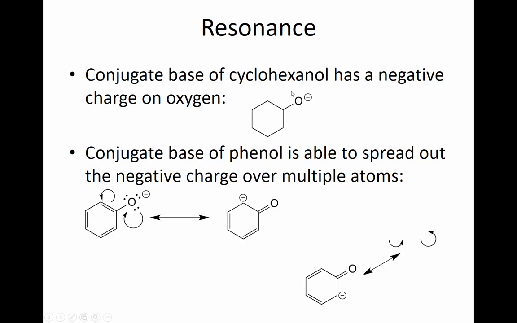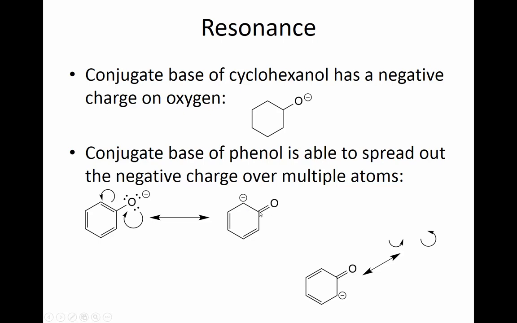So the conjugate base of cyclohexanol has a negative charge on the oxygen. The conjugate base of phenol is able to spread out that negative charge because of sharing over multiple atoms. So we have the conjugate base here. Electrons can be donated and donated again, moving the double bond about.